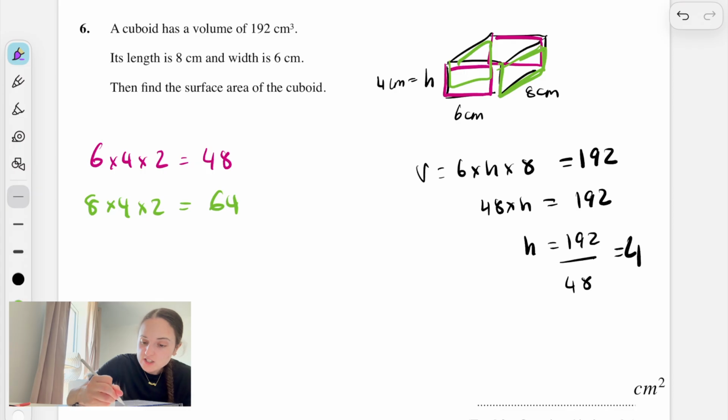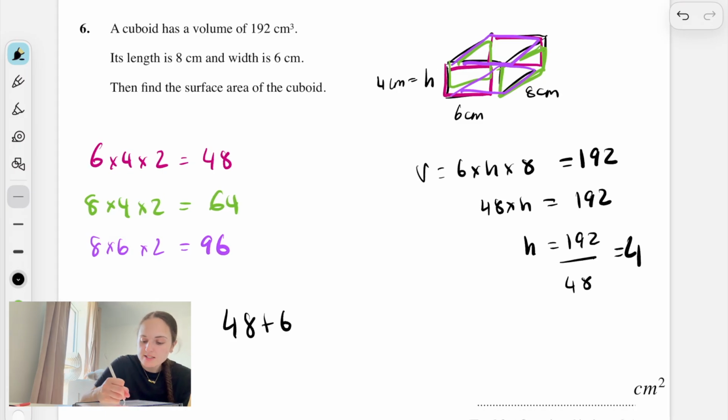So now finally we just need to do the ones that are on the top and the bottom. So it's an 8 by 6 rectangle on the top and the bottom. So we have 8 times 6 times 2 because there's 2 of them. So 8 times 6 is 48 and 48 times 2 is 96. So now we simply need to add them. So we have 48 plus 64 plus 96. And if we add those together, we end up with 208.